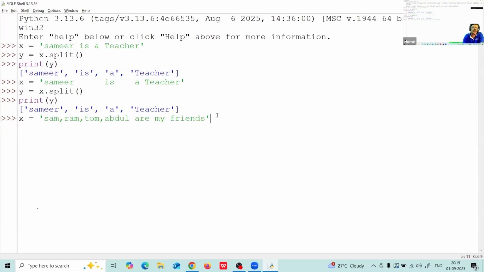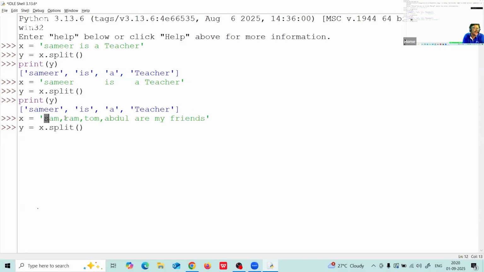Let's check. Okay, this is the string. I'll say y is equal to x dot split. Now, if you see, I don't give anything. I give x dot split. Then what is the default? How is that split done, on the basis of what? On the basis of space. Correct? So can you just orally check what will be the result?